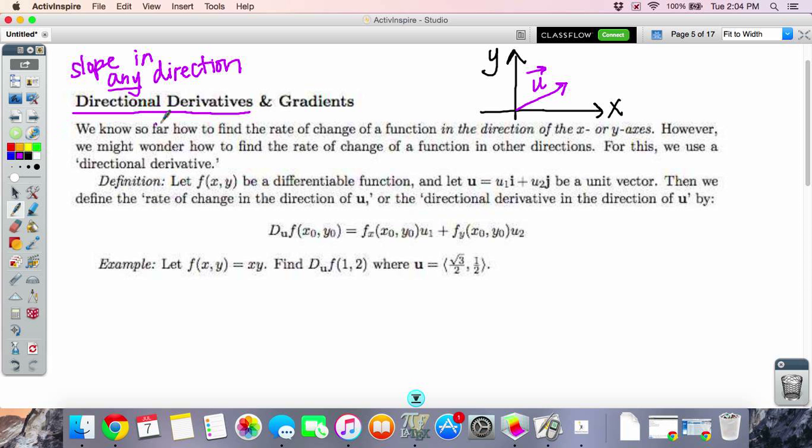And then after we're done talking about that in this section, we'll talk about something called the gradient, which basically does something that we like to do a lot in calculus. It maximizes the slope. So it says, if you want to find the biggest slope, look to your left or something.